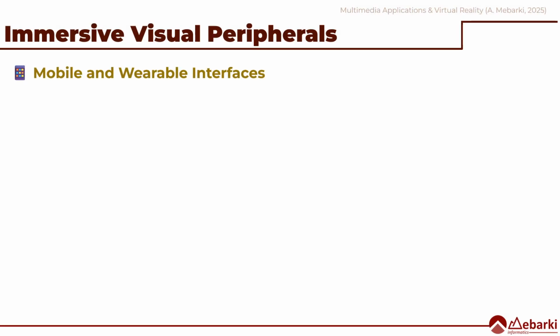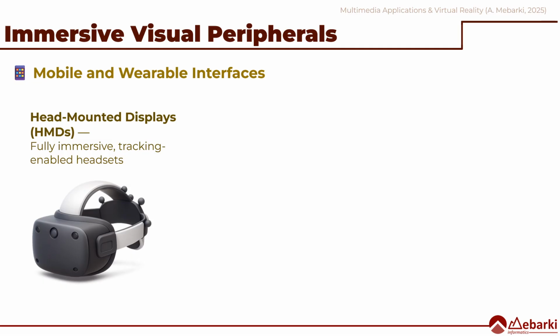Let's explore mobile and wearable interfaces. These are immersive systems that users can carry or wear, providing VR or mixed reality experiences anywhere. First, head-mounted displays, or HMDs. HMDs are the most common immersive interfaces in modern VR.